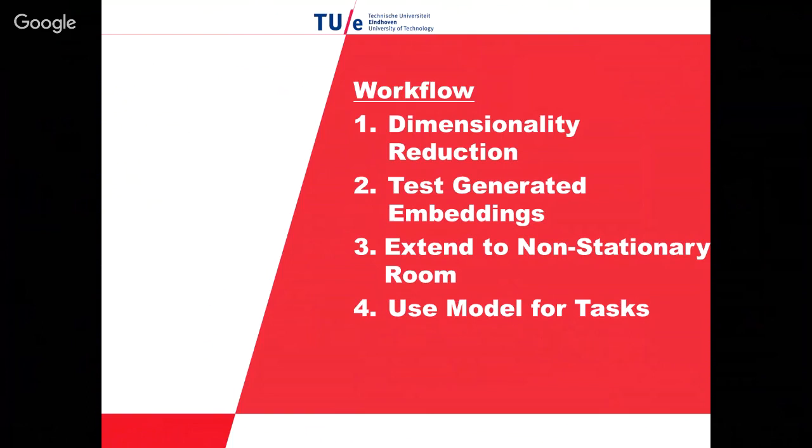The third part is to extend to a non-stationary room. That means that we can just change the room or place the robot in a new room, and it will be able to also orient itself. And finally, the fourth part is to use the model for certain tasks that require certain knowledge of the orientation in space.